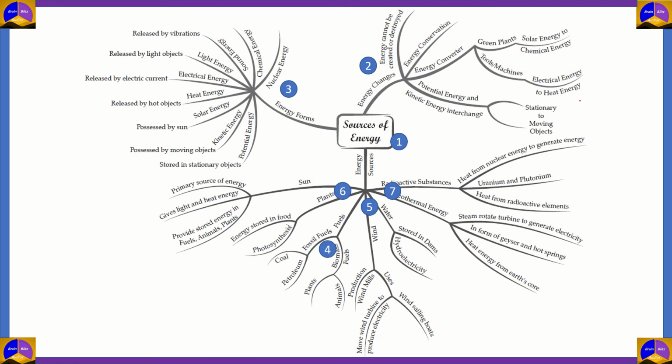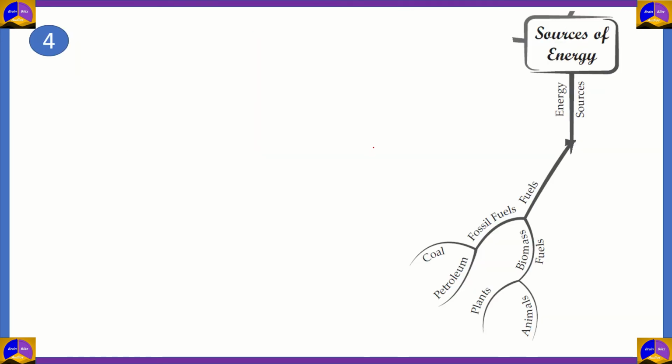Now, let's look at the sources of energy. We looked at forms. So how does the energy get released by that object? But let's look at sources of energy. Now, when we look at energy sources, we basically have three types.